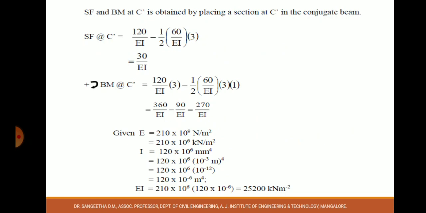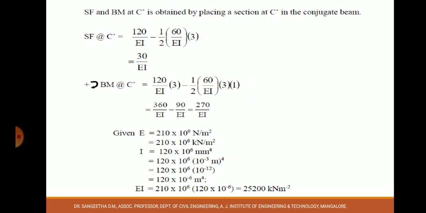VA dash is 120 by EI minus half into 60 by EI into 3. That is shear force at C dash. Bending moment at C dash, take moment of left hand or right hand portion. So left hand portion, if I take 120 by EI into 3 minus this area of the triangle into CG distance, 1/3 from the base or 2/3 from the apex. So I have to take 1/3 from the base. 1/3 of 3 is 1. So if you solve that, you will get bending moment at C is equal to 270 by EI.